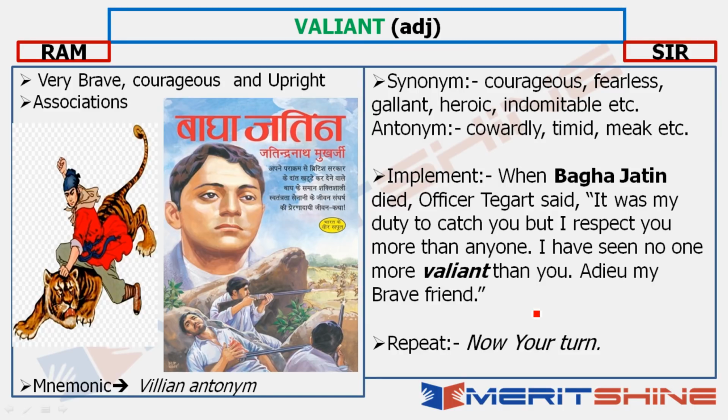Why was he called Bagha Jatin? It's again a fantastic story, like all stories with him. He killed a Royal Bengal tiger with a kukri. Kukri is that Gurkha dagger, in a one-on-one fight with a Royal Bengal tiger, all by himself, right? And from that day onwards, he was called Bagha Jatin.